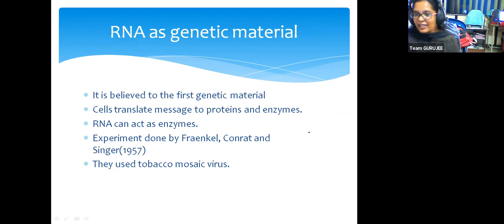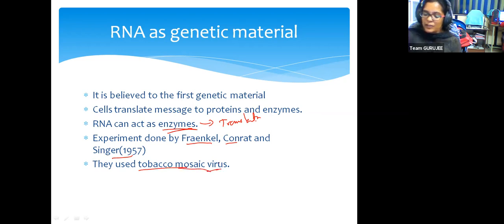Okay, next is RNA as genetic material. After that, some scientists came to the conclusion that RNA can also be a genetic material. RNA acts as enzymes, especially in transcription and translation. An experiment was done by Fraenkel-Conrat and Singer. They used tobacco mosaic virus for this experiment. We'll see the experiment.